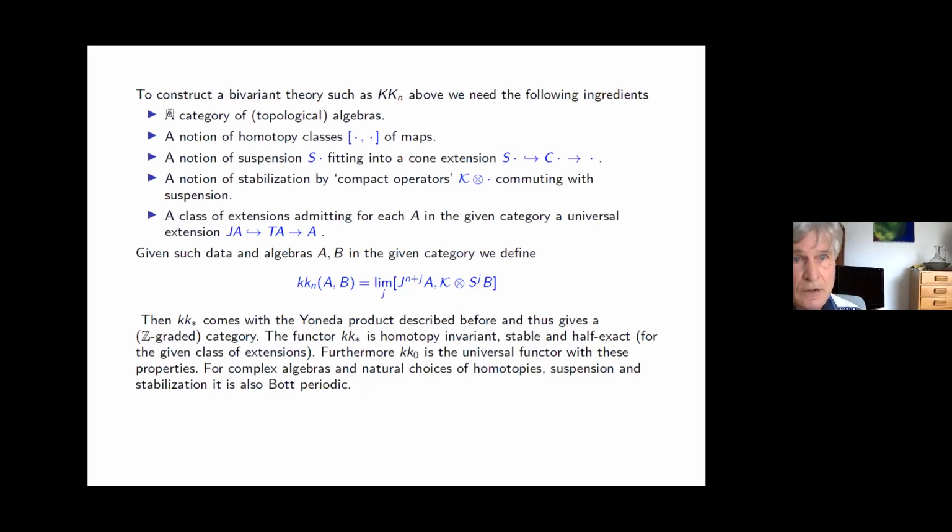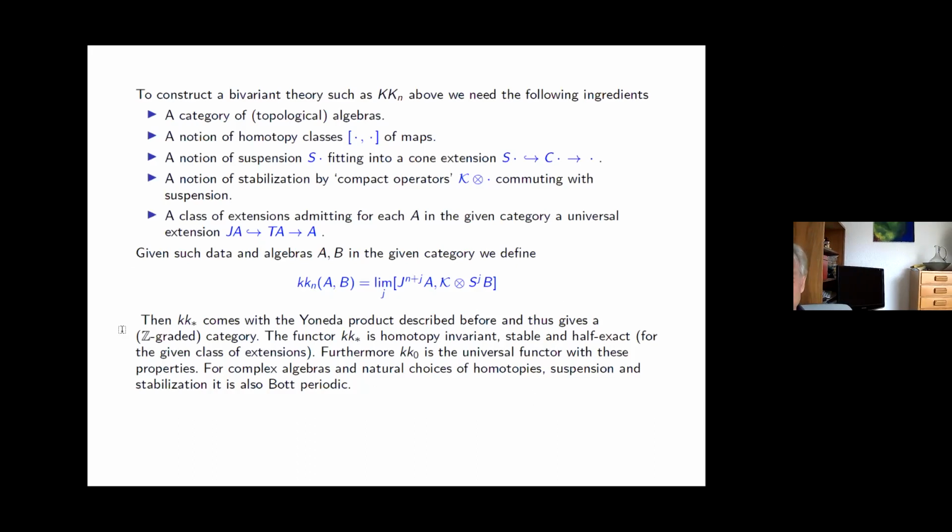But the point is, once we have all this data and two algebras A, B in the given category, then we can always make this definition, which now, to distinguish it from the capital KK from before, I denote by little kk, and we can define kk of A, B. It's exactly the same formula that we had before. We just take the limit over the maps from the non-commutative suspensions of A into the stabilization of the commutative suspensions of B, and the homotopy classes. And so that's the definition which we reproduce literally from above.